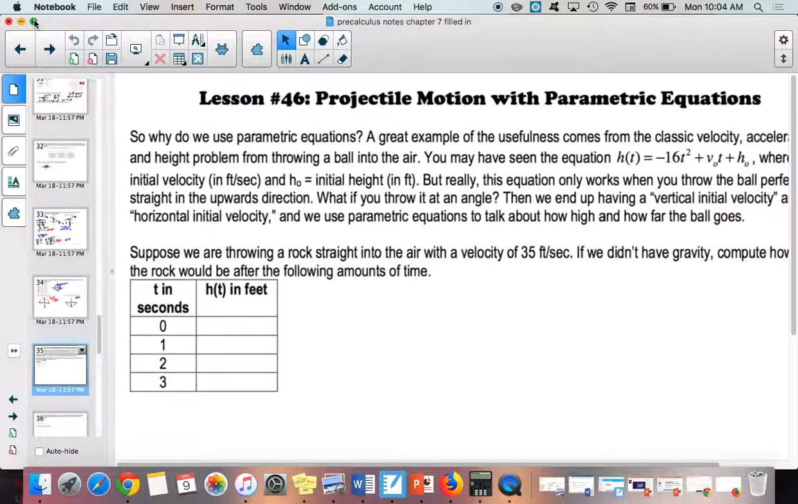46 is on projectile motion with parametric equations. So we already did parametric equations. That was when we had x equals an equation with t, y equals something with t. And now we're going to put this together and we're going to do projectile motion.